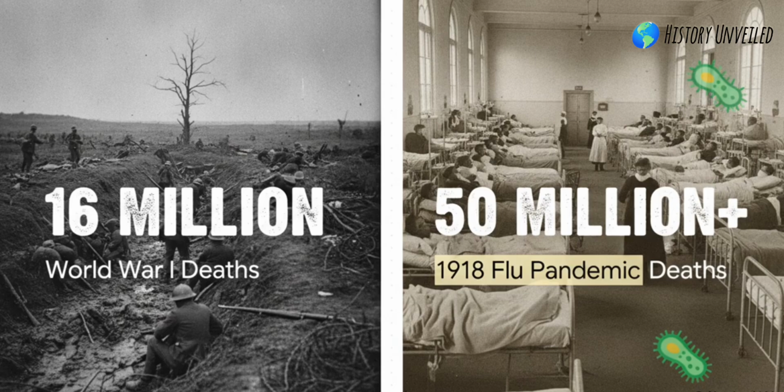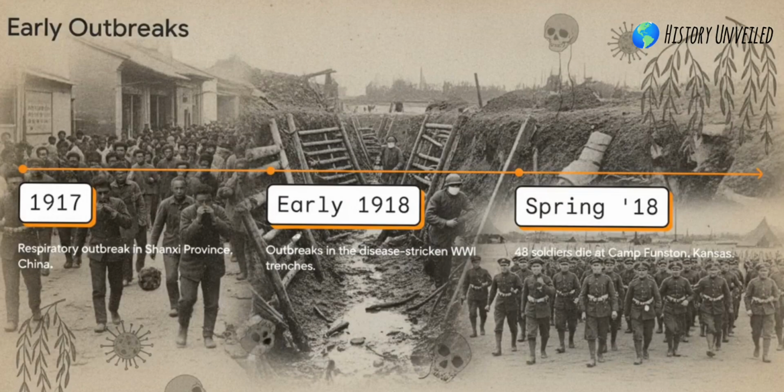Well, to figure that out, we've got to look at where it came from. We can't pinpoint the exact origin with 100% certainty, but tracking the early outbreaks gives us a pretty good idea of how this global catastrophe fueled up. It might have kicked off with a severe respiratory outbreak in China's Shaanxi province back in 1917. Or, it could have been incubating right there in the incredibly unsanitary, disease-ridden trenches of World War I.